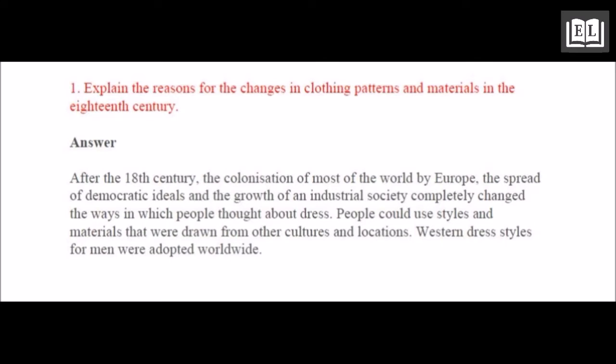Answer. After the 18th century, the colonization of most of the world by Europe, the spread of democratic ideals, and the growth of an industrial society completely changed the ways in which people thought about dress. People could use styles and materials that were drawn from other cultures and locations. Western dress styles for men were adopted worldwide.